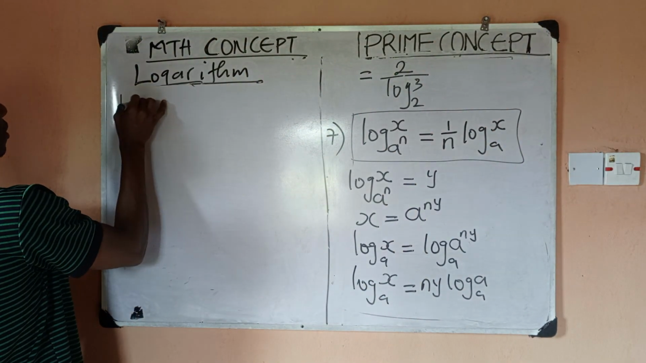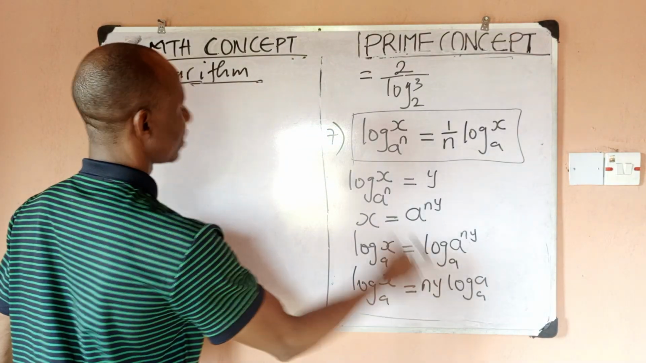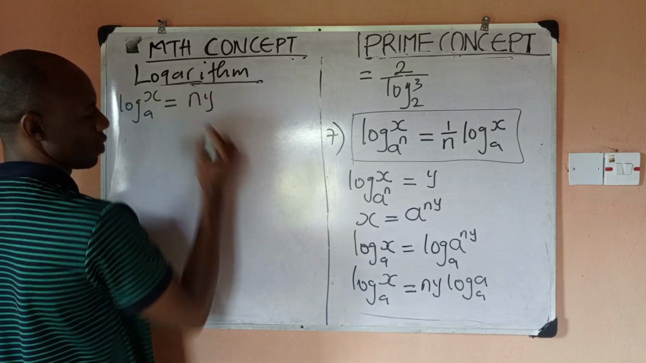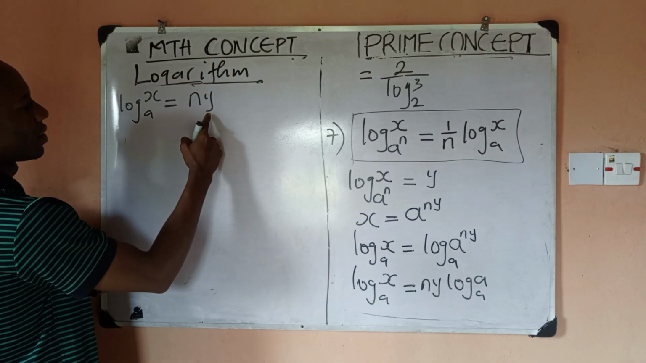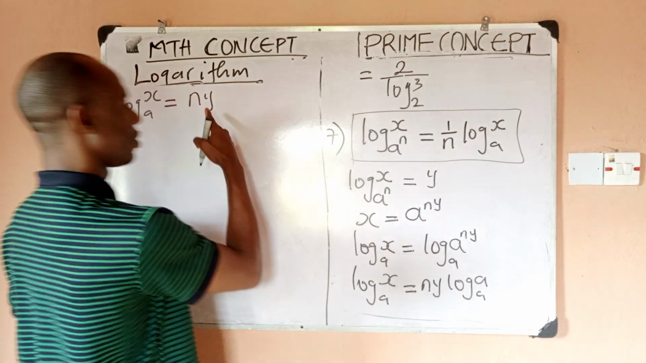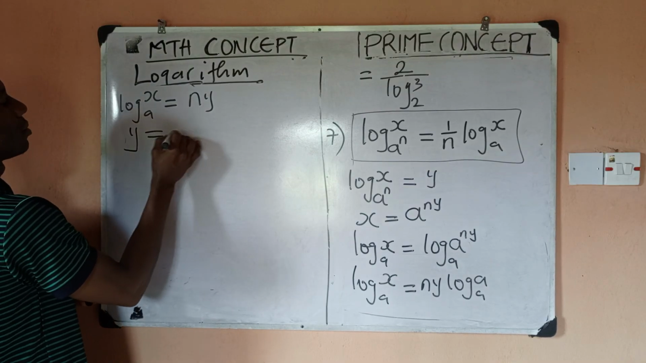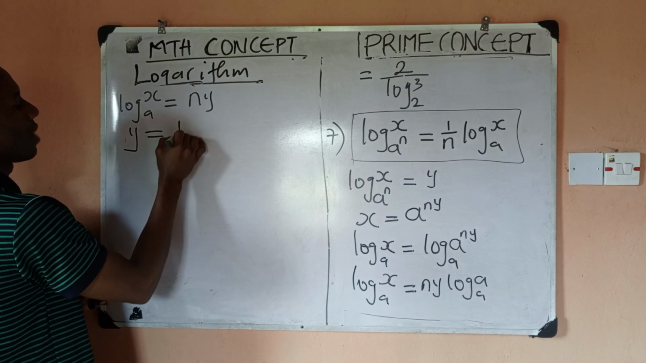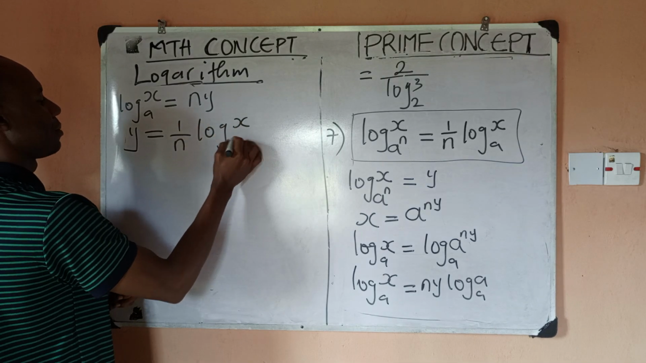So I would be left with log x base a equal to ny, because log a base a is 1. So if I make y the subject, because I'm trying to find y, remember I said let this whole thing be y. What is y going to be? If I make y the subject, I'm dividing by n. So I have 1 by n log x base a.